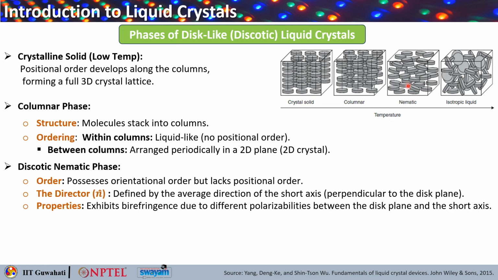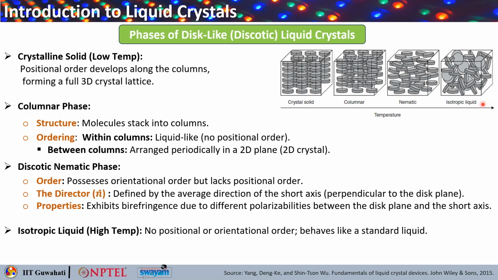So, as a result of two properties along the short axis and long axis, they exhibit birefringence, that is two different refractive indices along two different directions, and this is because of the different polarizabilities between the disc plane and the short axis. The last one here is the isotropic liquid. So, it happens again at high temperature where there is no positional and orientational order. So, the liquid crystal behaves like a standard liquid.